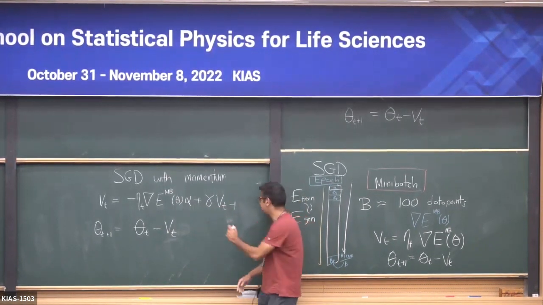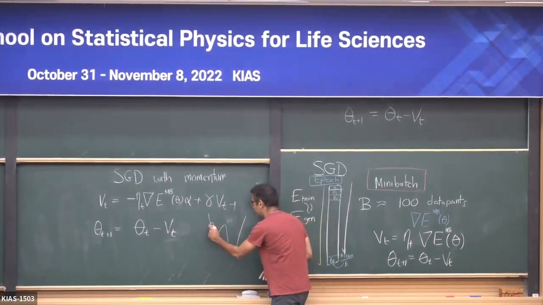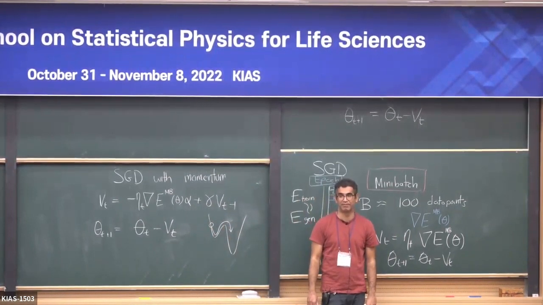And the point of this is that we know what momentum does in a ball. If I have a little hill like this and I'm moving, momentum will get me out of these little tiny shallow local minima. All right, everyone okay with that?